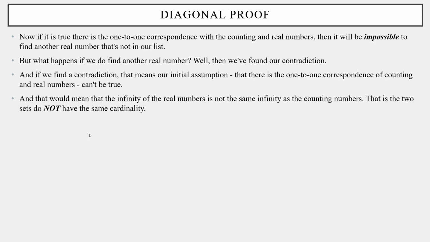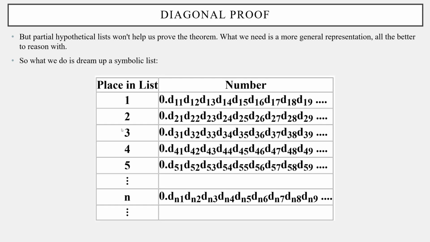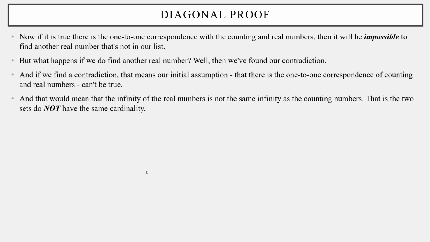Now, if it's true there's a one-to-one correspondence with the counting numbers and the real numbers, then it would be impossible to find another real number that is not on your list. But what happens if we do find some real number here that does not map over here? Okay, then we found our contradiction. And if we find a contradiction, that means our initial assumption that there is a one-to-one correspondence can't be true. And that would mean that the infinity of the real numbers is not the same infinity as the counting numbers, the natural numbers. That is, the two sets do not have the same cardinality.